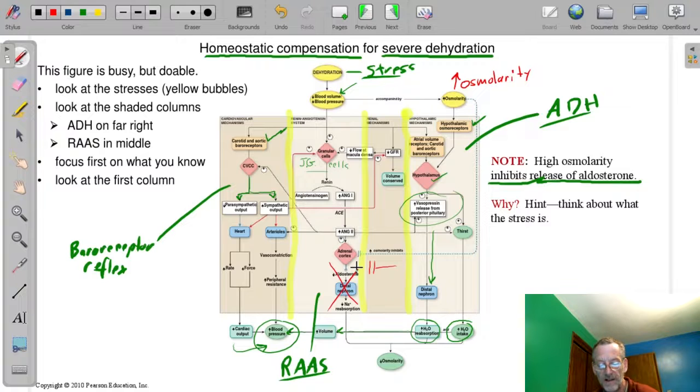Why would it be advantageous to inhibit the release of aldosterone if we have high osmolarity? That's the stress. So what does aldosterone do? It promotes sodium reabsorption. If we already have high osmolarity, we don't want to make the situation worse by adding more salt to it. So, okay, that's it for this lecture.